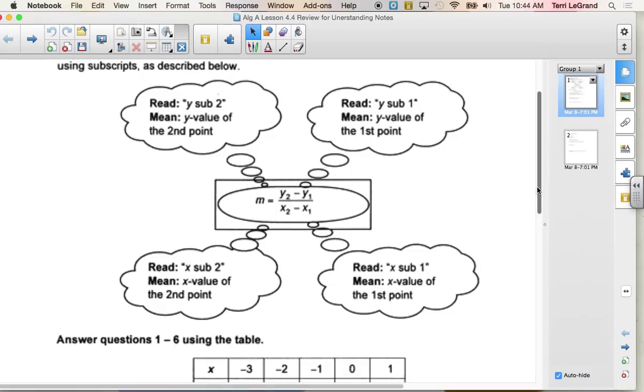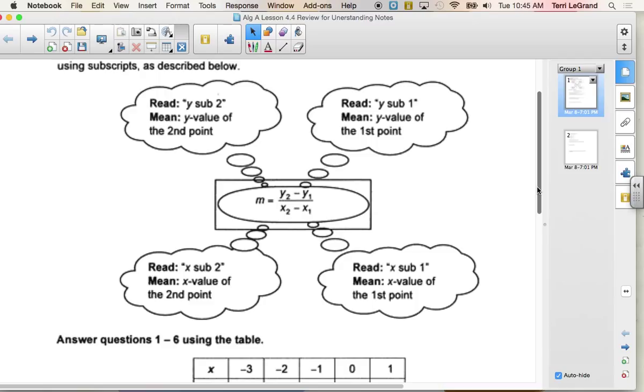Okay, so at the top up here where I had you looking through it, this is really all stuff we talked about yesterday. What are the parts of the slope formula? How do we read them? How do we understand what all these pieces are, because there are several variables, several things happening in the slope formula? How do we understand and how do we read that m equals?